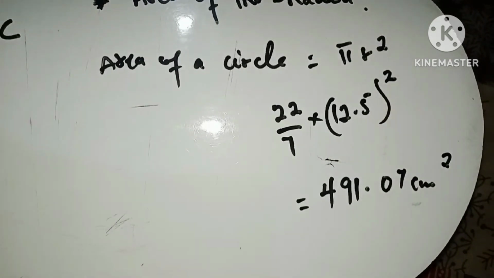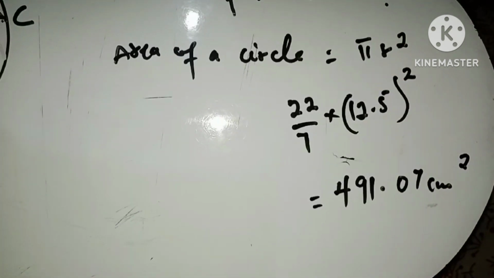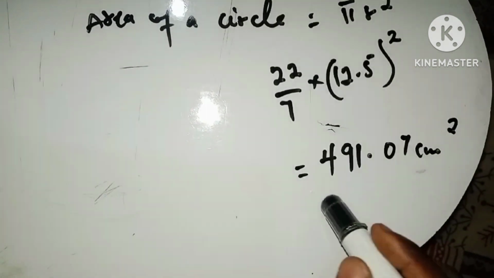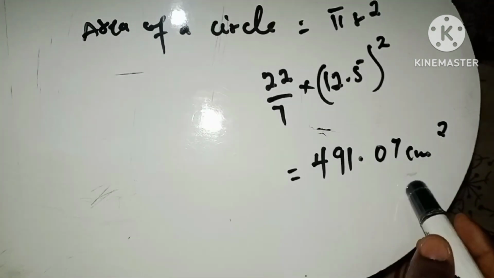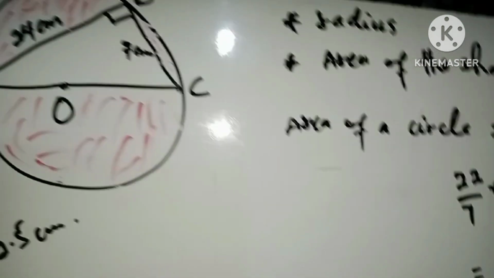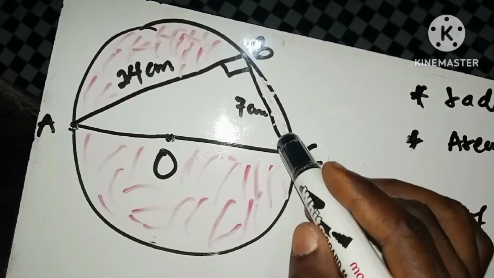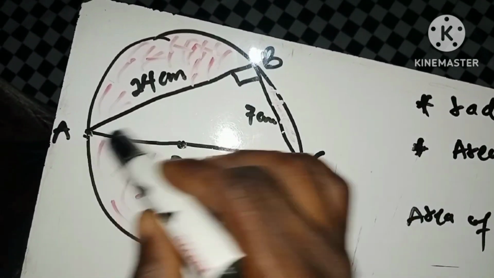According to the calculation here, this is what I have. If you are having a different figure, don't hesitate to comment in the comment section. So I have 491.07 square meters. That is the area of the whole circle, right? For the whole circle, we are assuming that there is nothing inside. Now let's find the portion that this triangle is taking.